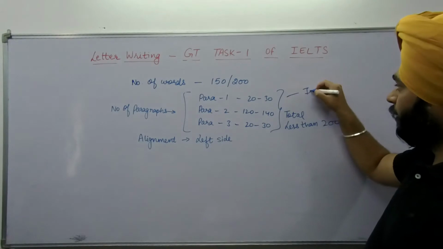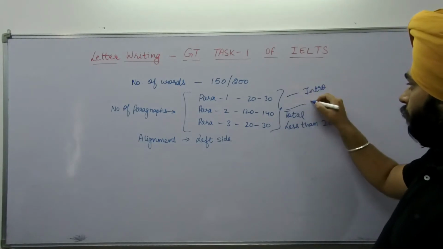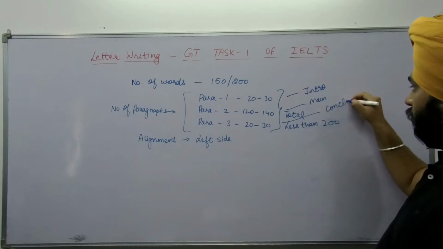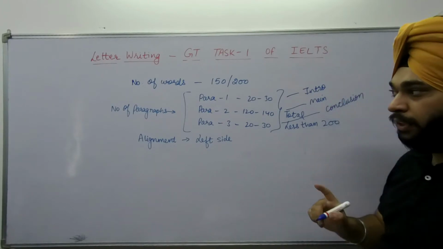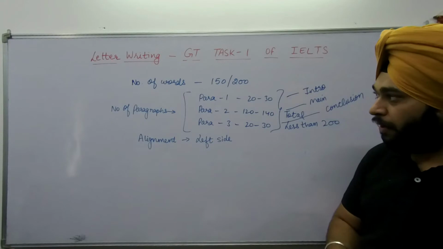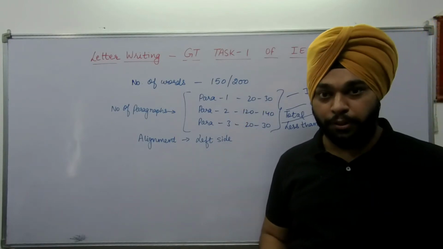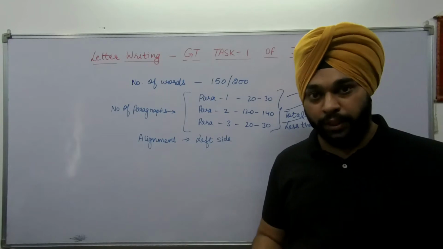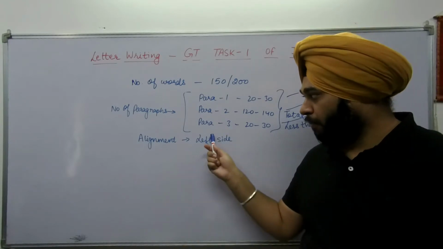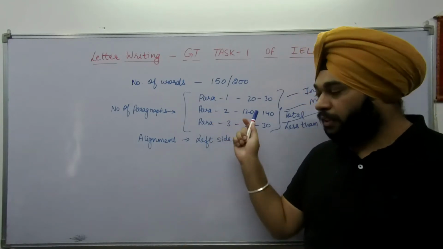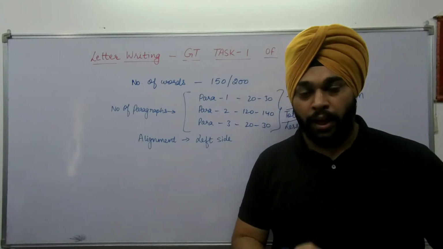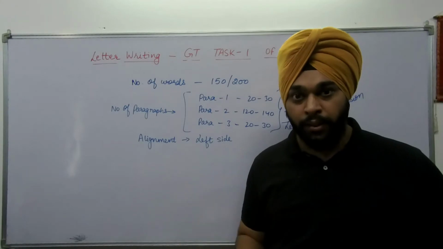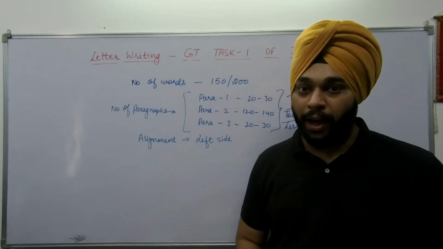So first will be the intro, second main, and the third is conclusion. You can see that I have written the approximate length of words that you must write in each para. For para number 1, it is around 20 to 30, and the same is with para number 3, that is the conclusion. And in the center you must write your whole letter, 120 to 140 or 150 words. So this is where you are going to get your marks.